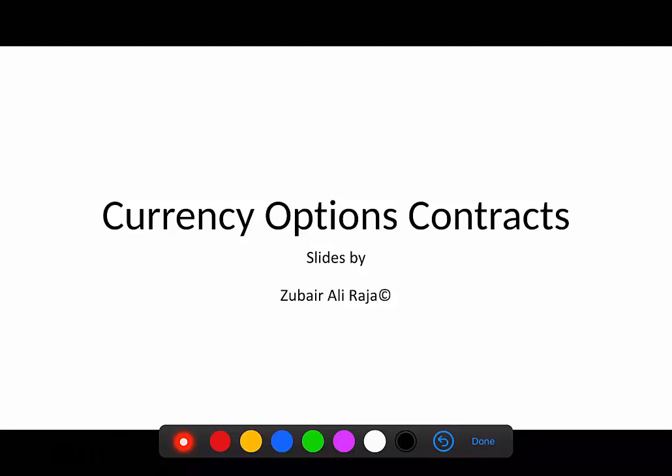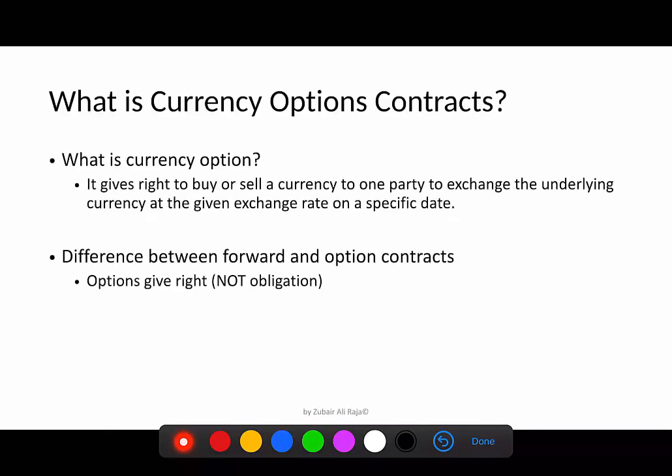Hello guys, in this knowledge module, we will learn about currency options. These currency options are similar to stock options, but in the case of a stock, the underlying asset is a stock. Over here, the underlying asset is a currency. So the currency option gives the right to buy or sell the underlying currency at a given price, and the transaction will be conducted on a specific date.